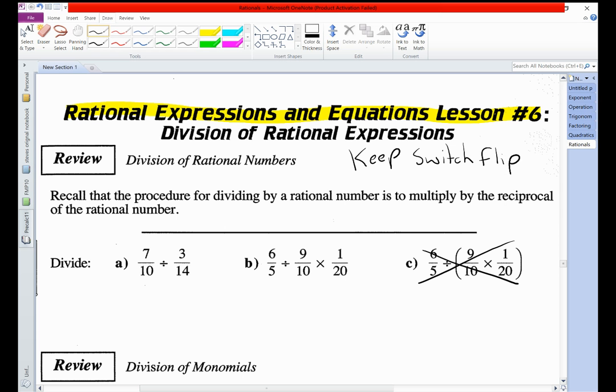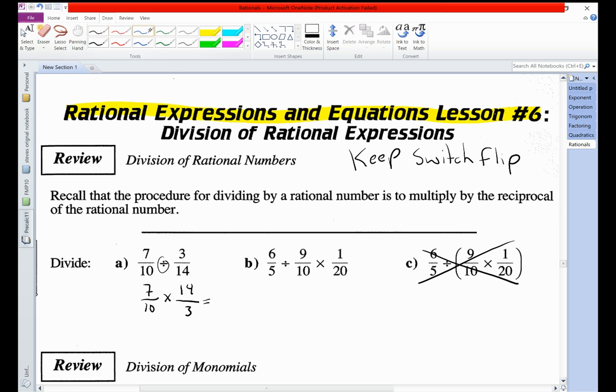So anytime you are dividing a fraction, you're going to keep that first one, the same orientation, 7/10, and then you're going to switch that divide into a multiply, and then flip the last fraction. So instead of 3/14, it's 14/3. And now we have a multiplication of fractions, which is really nice because we know that we just multiply the tops and multiply the bottoms, which is awesome.